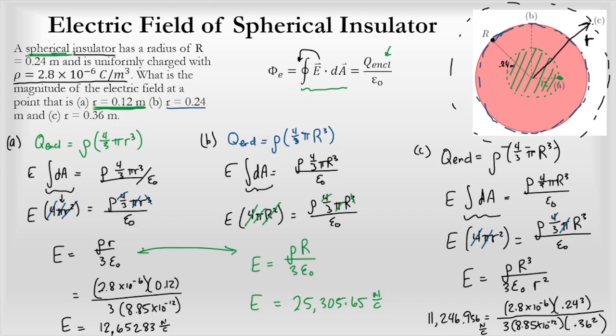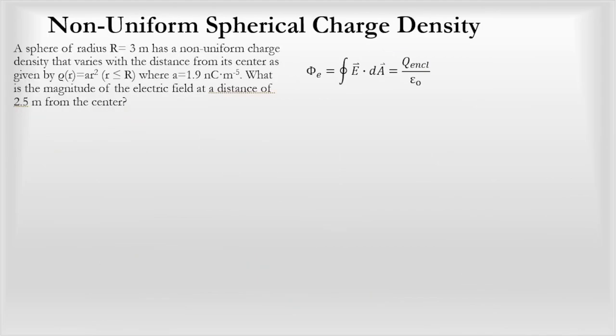The next example I've chosen for you is a little bit more complicated. Again, we're going to see that it's not the integral side of the formula, the integral E dot dA, that's the hard part, but it's the Q enclosed that's going to be the hard part. What is Q enclosed? So when we look at this, I'm going to read the statement and get a picture going. It says a sphere of radius r equals 3 meters has a non-uniform charge density that varies with the distance from its center as given by rho. Let me put a rho in there.